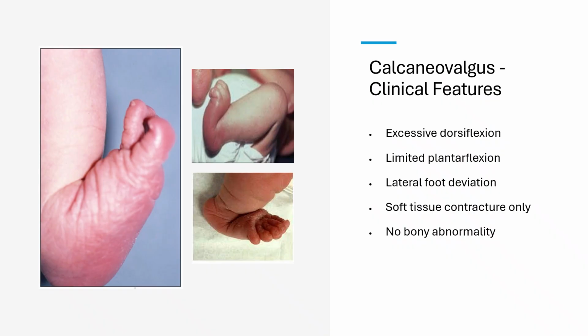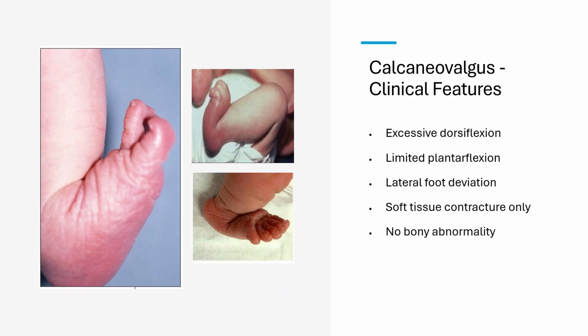The crucial clinical insight lies in recognizing that this involves soft tissue contracture only, without any underlying bony abnormalities. The muscles, tendons, and joint capsules have simply adapted to the prolonged intrauterine positioning, creating tightness that maintains the abnormal position. This soft tissue nature explains why the condition responds so well to conservative treatment.